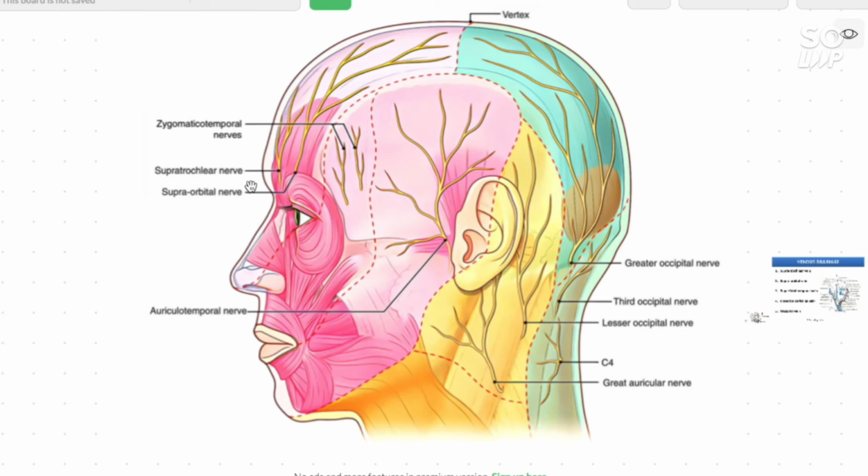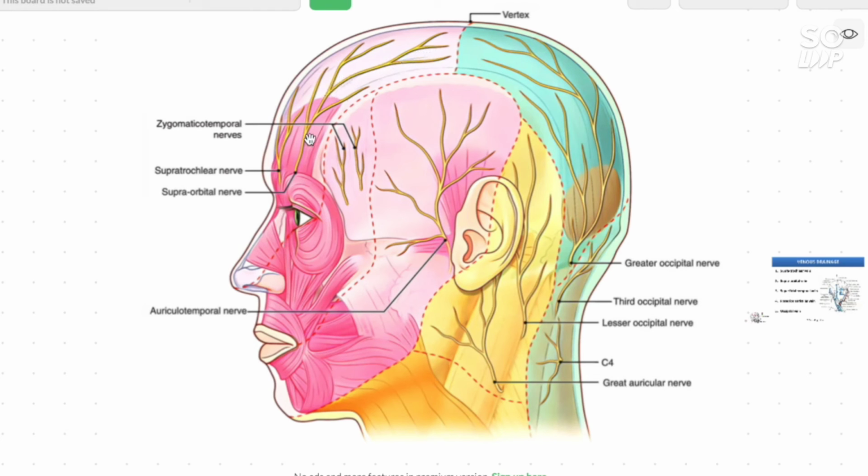Again, the supraorbital nerve, a branch of the ophthalmic nerve, supplies a large portion of the scalp between your anterior-lateral forehead and your vertex. You can see in the supraorbital, the nerve supply going exactly upward towards the vertex.